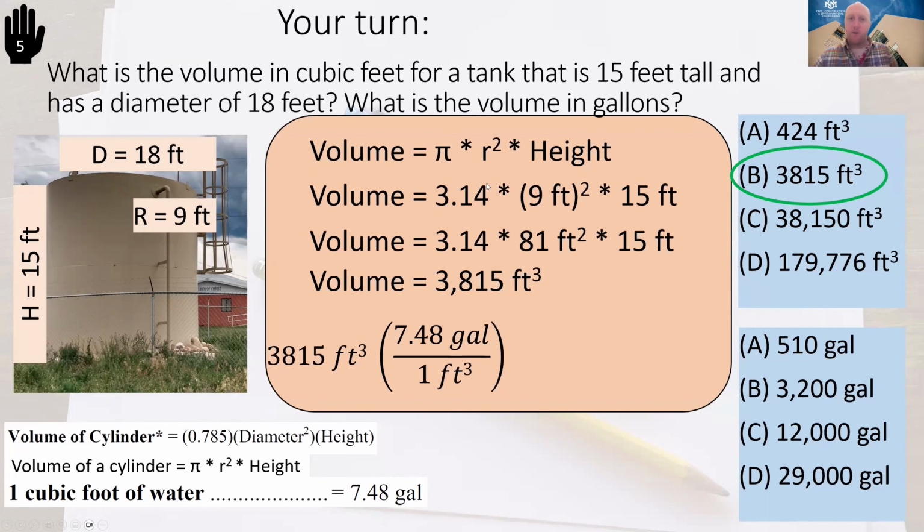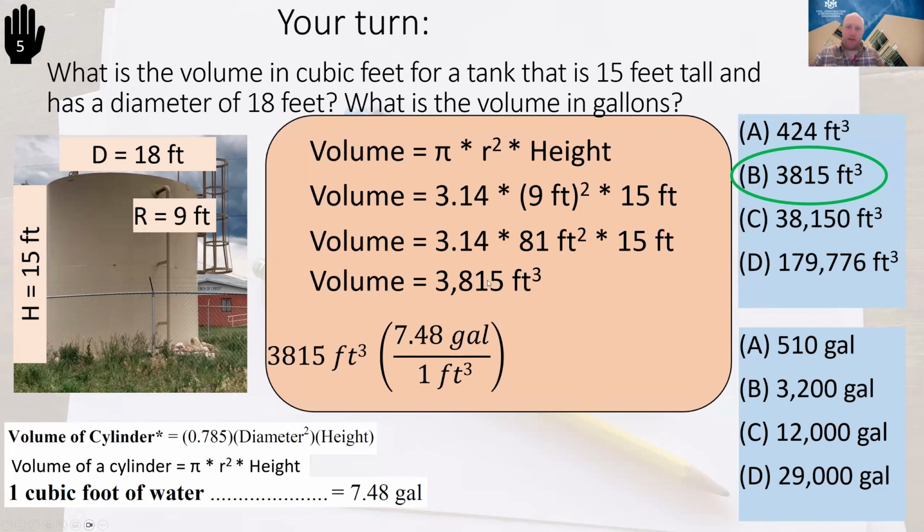Okay, so I already started going through this one. Pretty much all that I did is put those numbers into my formula. So 3.14 times 9 feet, and then have that whole thing squared, times 15 feet, which is our height. First thing I'm going to do is square that 9 feet, which turns it into 81 feet squared, and then multiply all those through, and then we come out with 3,815 cubic feet.